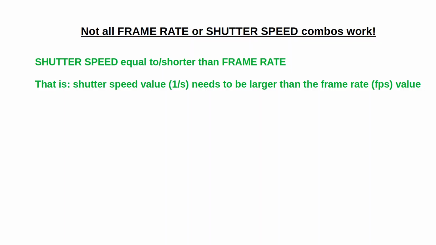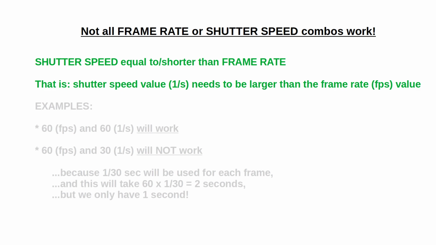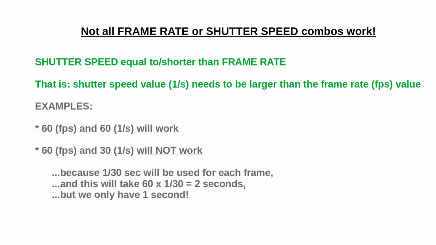Also note that as a videographer, you cannot choose just any combination you like. The shutter speed needs to be equal to or shorter than the frame rate. For example, a frame rate of 60 and a shutter speed of 30 will not work, because with such a high frame rate, there won't be enough time for such a long shutter speed. You take 60 frames every second, but want to expose the camera during each shot for 1/30th of a second. This is not mathematically possible. There is not enough time for such long exposure.